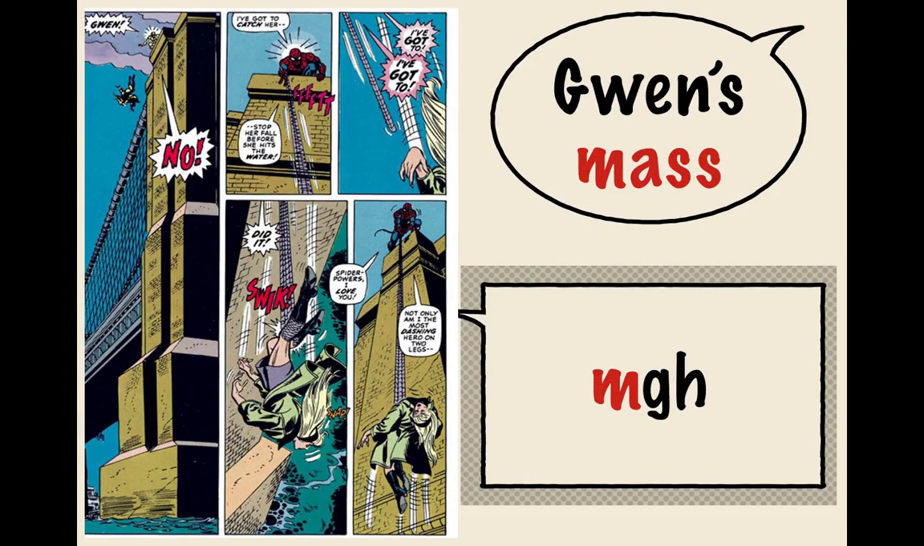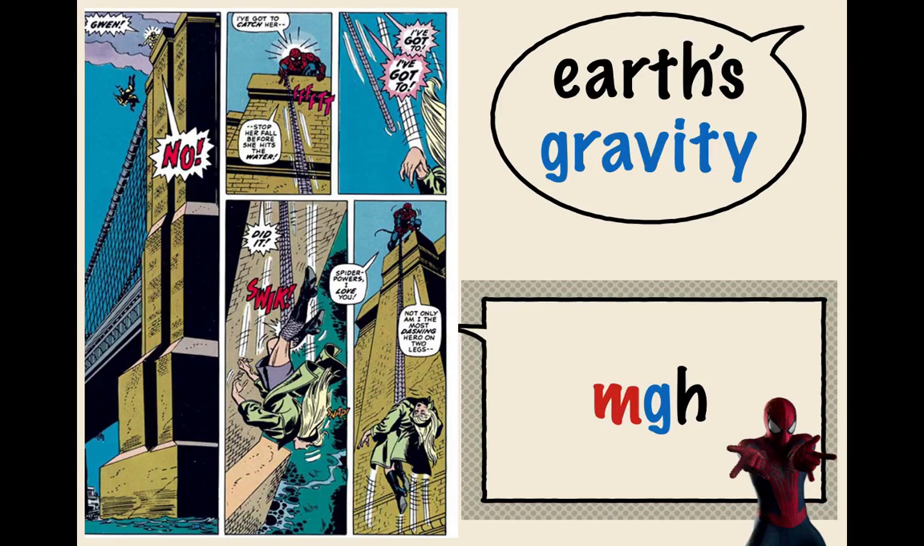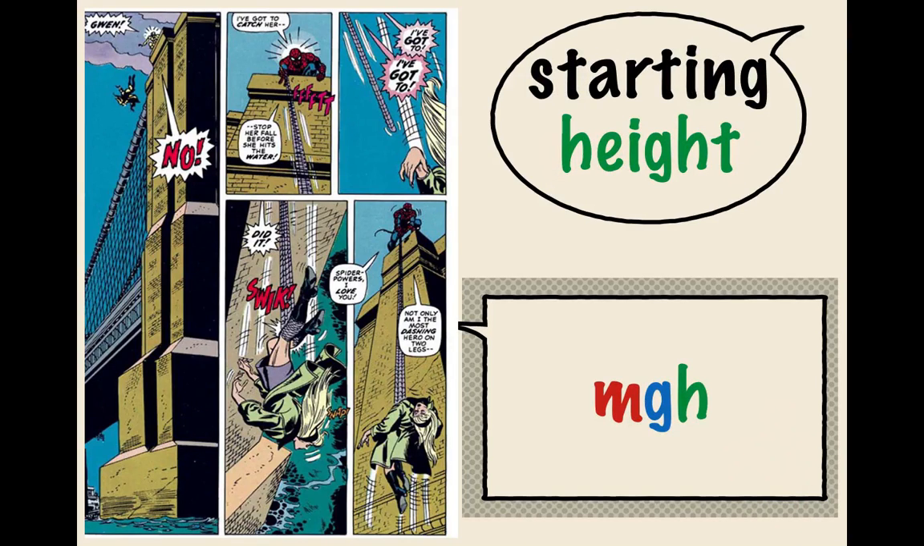Again, we're considering Gwen's mass, m, and the Earth's gravitational pull, which, as she falls, is pulling her down, creating the force that's pushing her down. And then we also consider the height. You notice here that she's on the edge of a bridge, and that's a really tall height. So we consider her mass, the gravitational pull, and the height that she's falling from, or that she got pushed from by the Green Goblin.